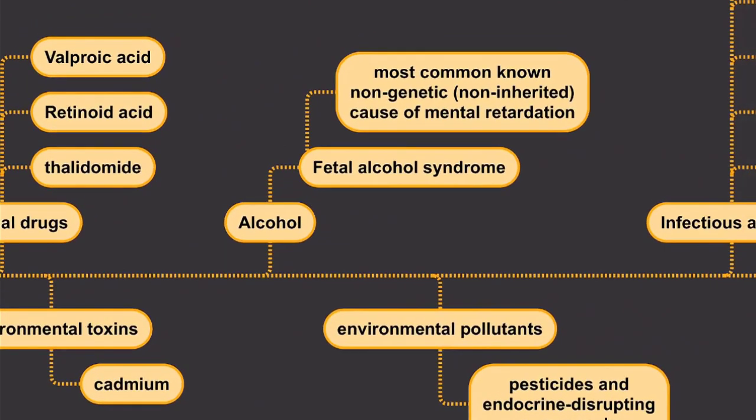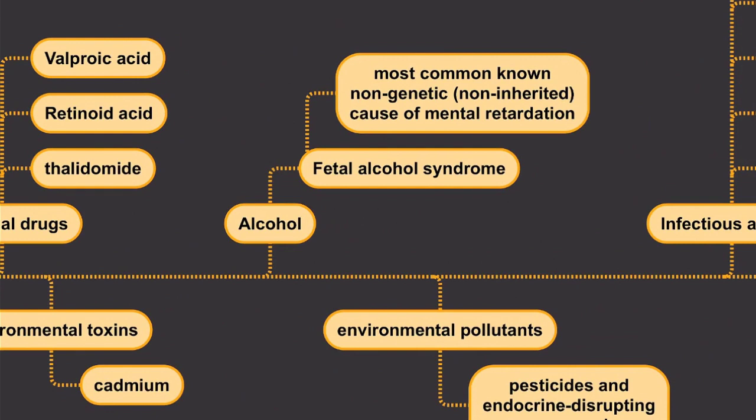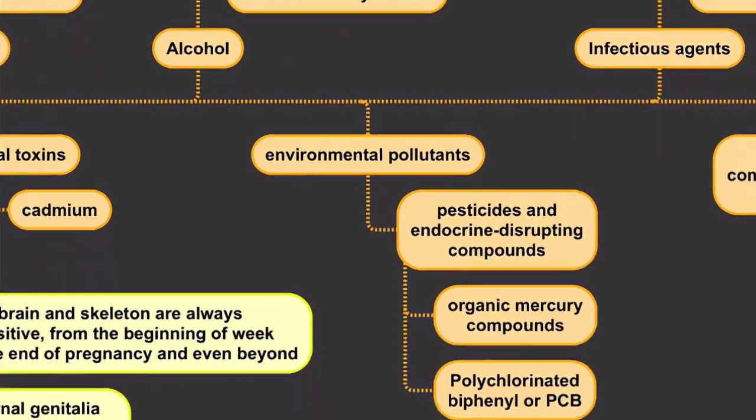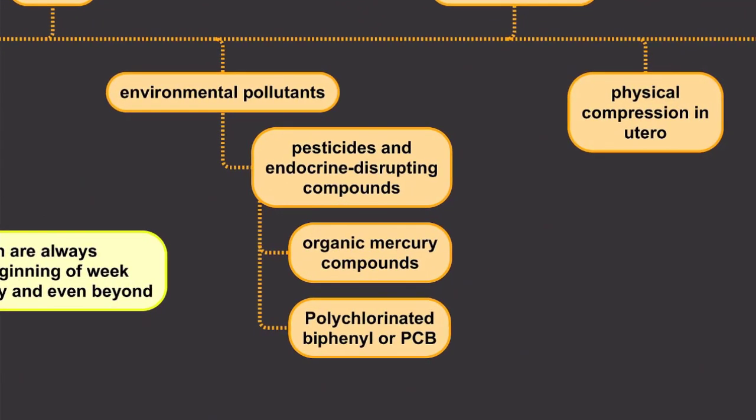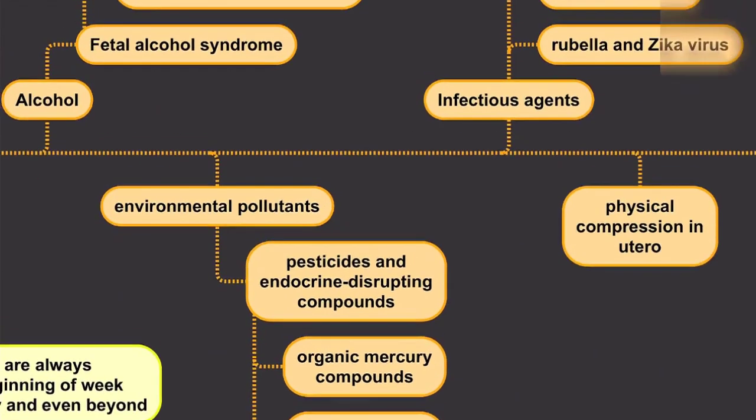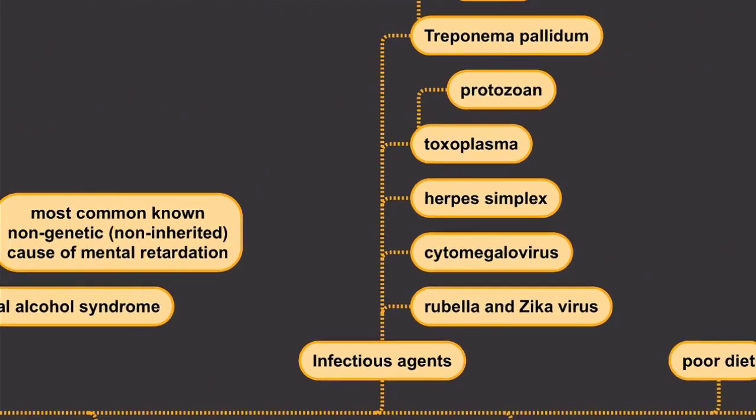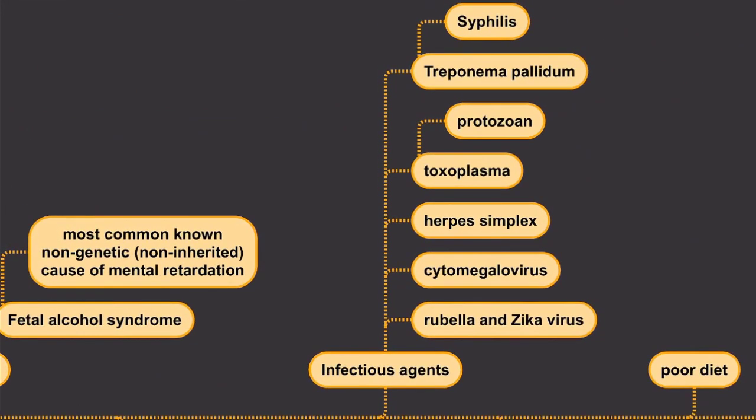Then alcohol, and alcohol causes fetal alcohol syndrome, which is the most common non-genetic cause of mental retardation. After that, certain pollutants, for example, pesticides and endocrine disrupting compounds like organic mercury compounds and polychlorinated biphenyl or PCB substances. Next one, certain infectious agents. Lot of examples. I'm not asking you to write all the examples. You can simply not fit it.